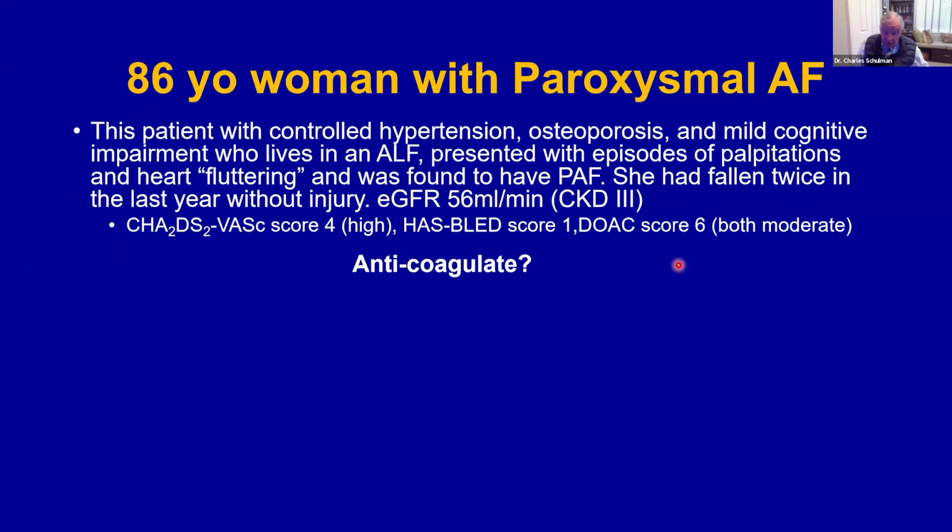Her bleeding scores, which we calculated when we made this slide, give her a moderate risk. And so the question is, should we anticoagulate her or not? Particularly since she's fallen several times. That's a yes or no question. Put some answers in the chat. Should we anticoagulate her? Yes or no?